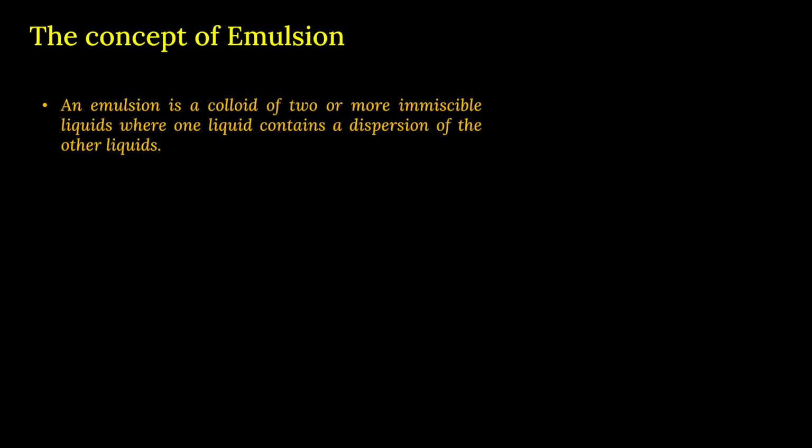Firstly, the concept has to be very clear in our mind: what is emulsification, what exactly does it mean? If I go by the definition, it says an emulsification is a colloid of two or more immiscible liquids where one liquid contains a dispersion of the other liquids. I'm very sure these words are not very clear right now in your mind. So let us try another way to explain this word emulsification.